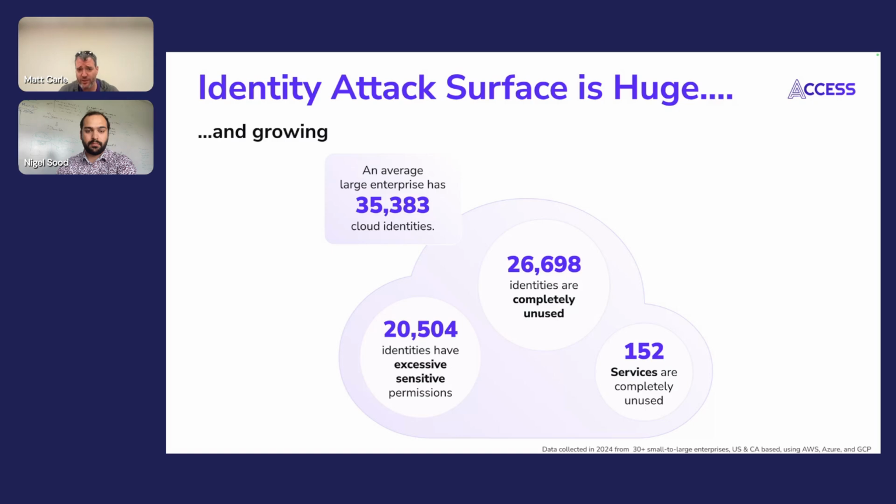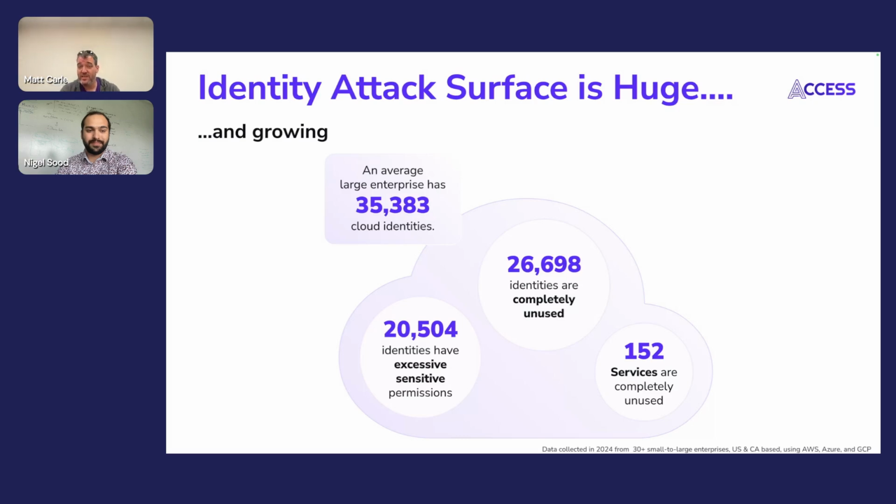What you're seeing here, the three numbers in the center, really hone in on what we see as the problem when it comes to permissions in cloud. Over 20,000 of these 35,000 are excessively permissioned, in particular against sensitive permissions in the cloud. And Nigel will really hone in on what sensitive means. But to give you an idea, there's about 46,000 permissions across these three major cloud environments that we tend to focus on. 46,000 is a lot of things to look at.